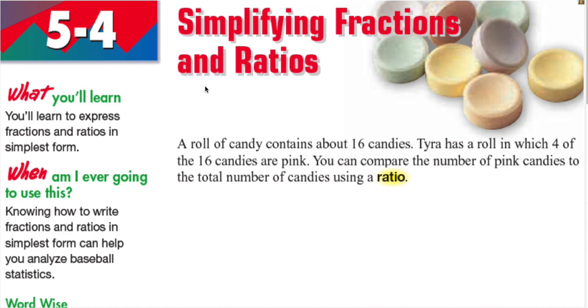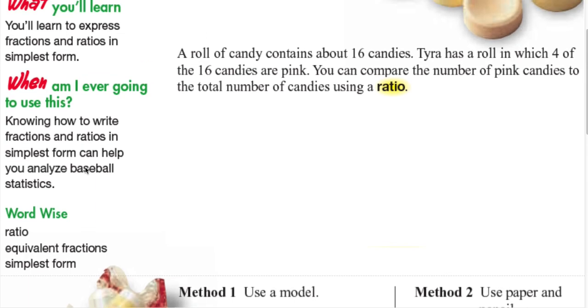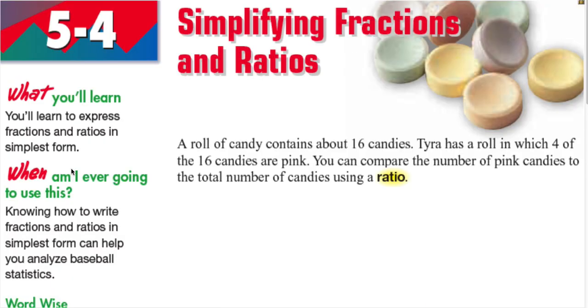Lesson 5-4, Simplifying Fractions and Ratios. In this lesson, you learn to express fractions and ratios in simplest form. When are you ever going to use this? Knowing how to write fractions and ratios in simplest form can help you analyze baseball statistics. Words that we need to learn: ratio, equivalent fractions, and simplest form.